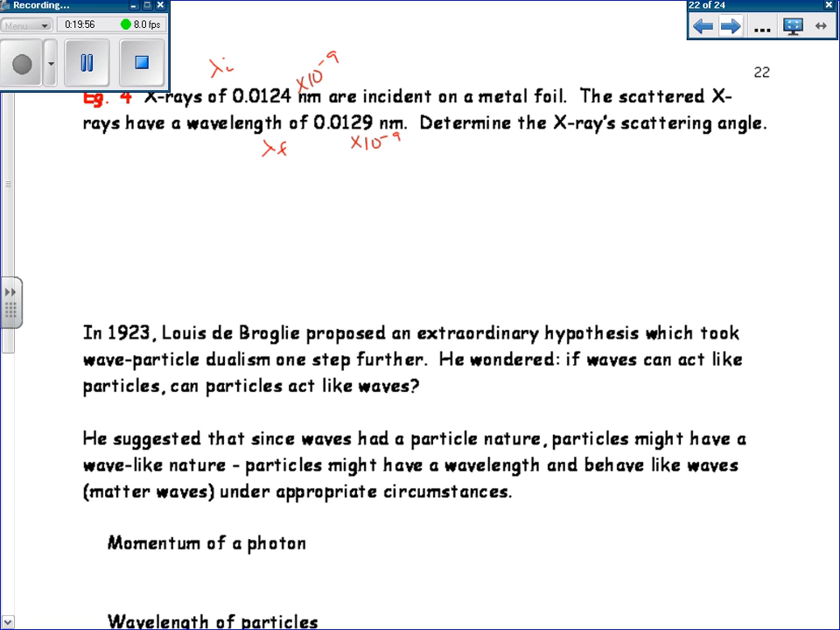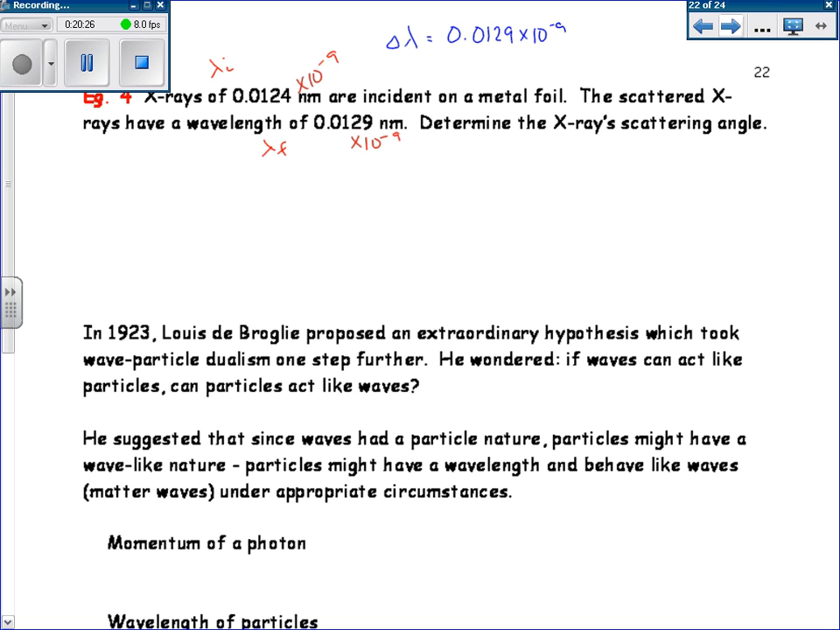Now, this can be kind of a tough calculation. I've not clearly left enough room on this board to be able to rearrange. Well, I will rearrange, but we're going to have to squish it in a little bit here. Let's find the change in wavelength first, because if we do final minus initial, that's going to eliminate one variable that we have to have in that formula.